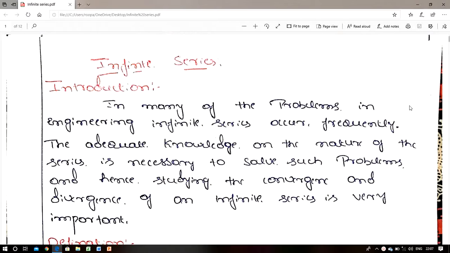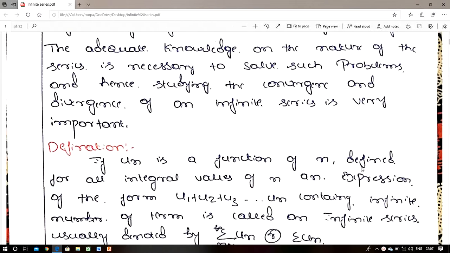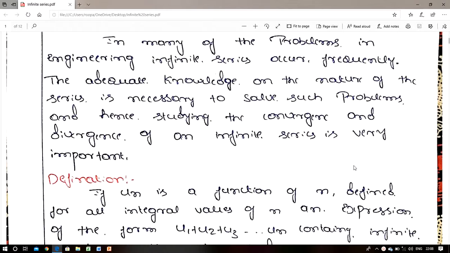frequently. Adequate knowledge of the nature of the series is necessary to solve such problems, and hence studying the convergence and divergence of an infinite series is very important. Sometimes we need to find the series solution of a problem. Sometimes we know an exact equation, but we need to find the series solution of that equation. Then we go to infinite series.